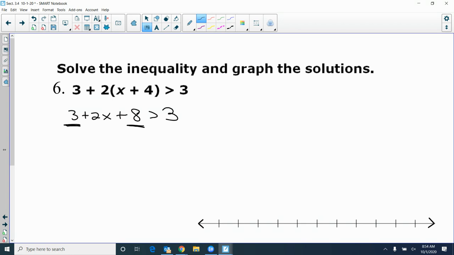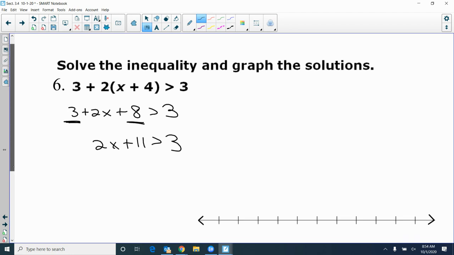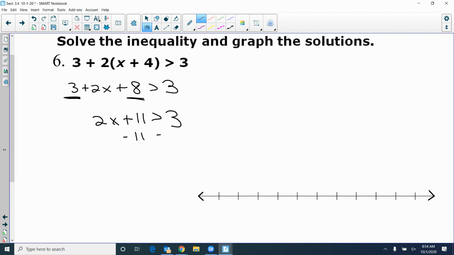Yes. When you're on the same side of the equal sign, do not do the opposite. If you stay on the same side, you just do 3 plus 8. You only do the opposite when you move all the way over. So when I do 3 plus 8, I get 2x plus 11 is greater than 3. Subtract 11, and I get 2x is greater than, what is that, -8? Divide by 2, I get x is greater than -4.